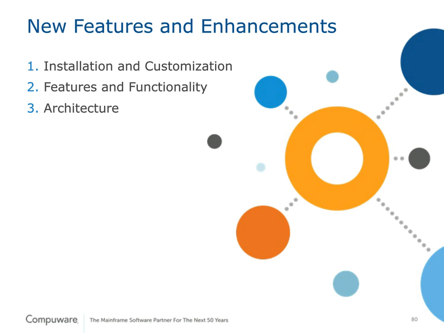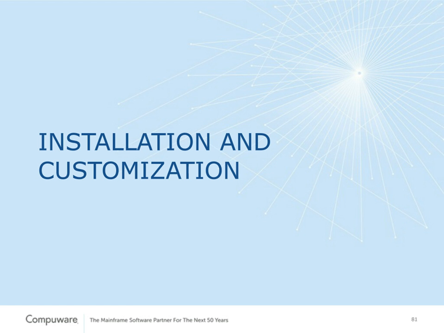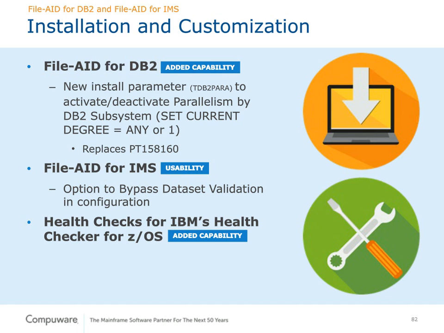Looking first at installation and customization. We've added capabilities as well as enhancing usability. File-AID for DB2 added a capability to control parallelism in DB2 on a subsystem-by-subsystem basis. Enhancement has been requested by customers who wanted to be able to restrict CPU spikes in certain environments if users were executing complex SQL statements under File-AID for DB2.